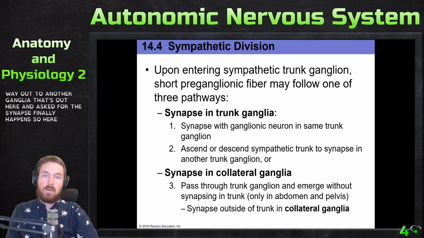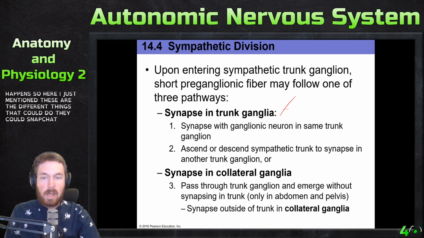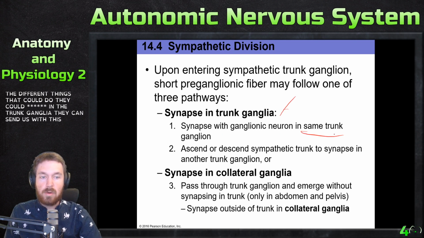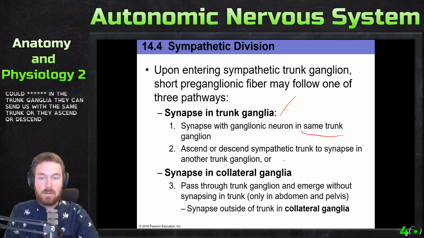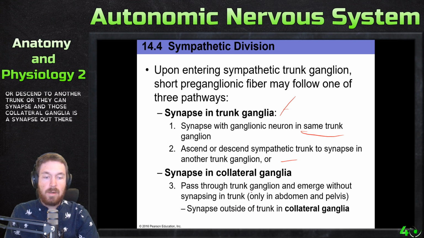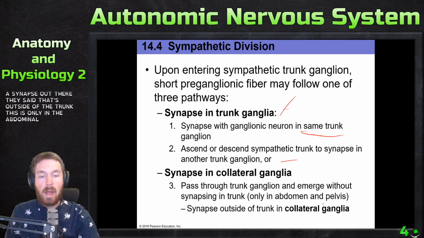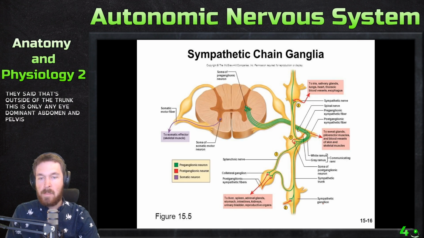So here, I just mentioned these, the different things they could do. They could synapse in the trunk ganglia, they could synapse with the same trunk, or they can ascend or descend to another trunk, or they can synapse in those collateral ganglia. If they synapse out there, they synapse outside of the trunk. This is only in the abdomen and pelvis.